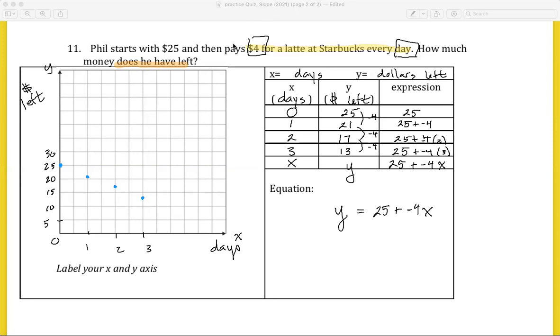All right, so there's my points. I'm gonna grab a line. You should grab a ruler, put that ruler right on top and draw a line through the points. And there you go. There's your graph, your table, your equation.